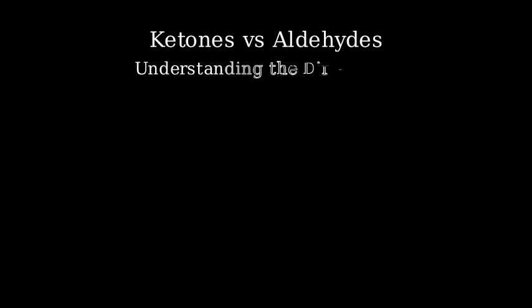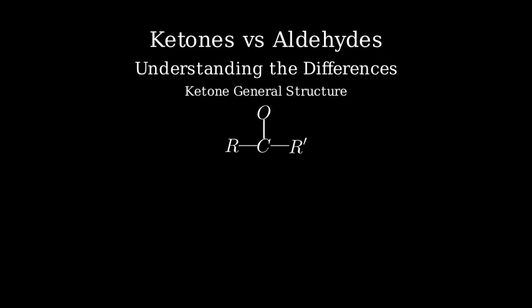Welcome to our lesson on ketones and aldehydes. Today we'll explore the key differences between these two important organic compounds. Let's start with ketones. A ketone has a carbonyl group, that's a carbon double bonded to oxygen, with two carbon groups attached. A common example is acetone, which has two methyl groups attached to the carbonyl carbon.